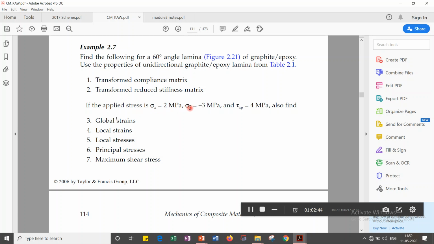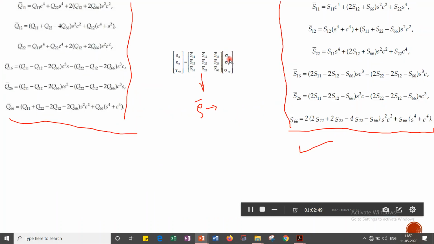Sigma x is equal to 2 megapascal, sigma y is equal to minus 3, and tau xy is equal to 4. So these terms are already given, where I should calculate the reduced compliance matrix. If I calculate that, I can easily go for calculation of global strains.